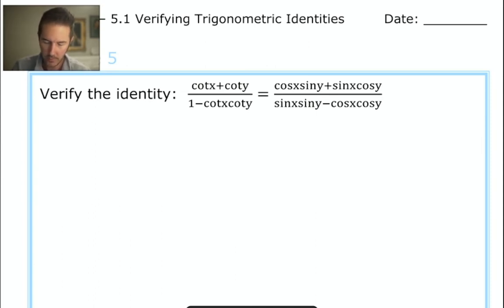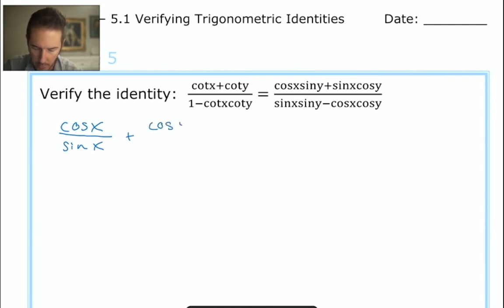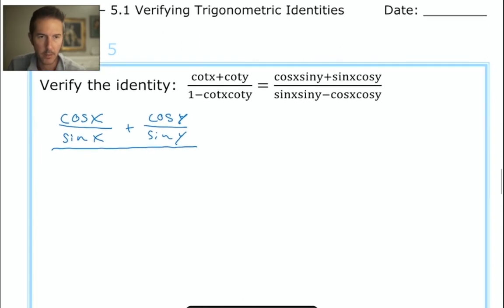So cotan x is equal to, I've made a mistake already, here we go, cosine x over sine x, and then plus cotan y is cosine y over sine y. A lot of opportunities to make silly mistakes here, so make sure you're writing pretty clearly, that your x's look like x's, your y's look like y's. And in the denominator, here's where I think it's going to get a little crazy.